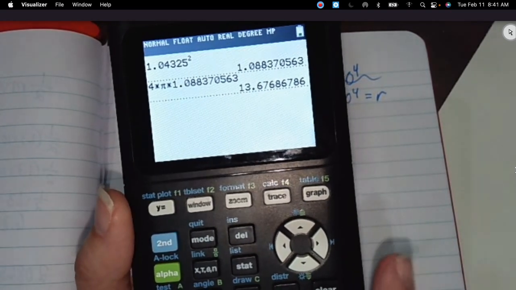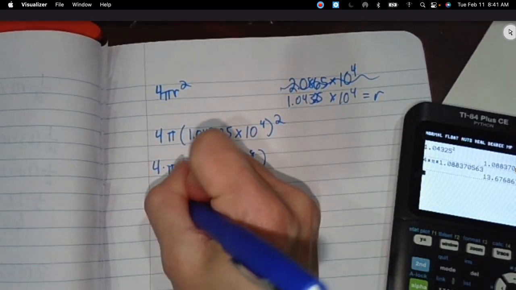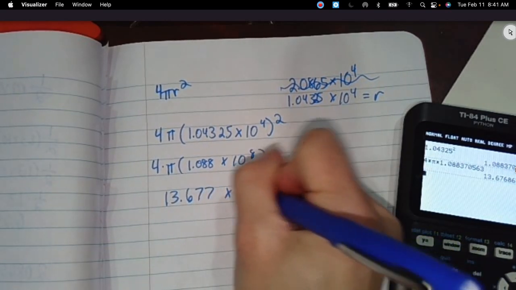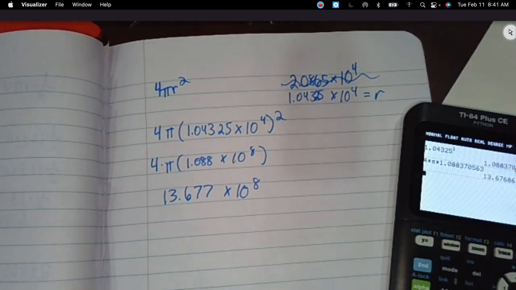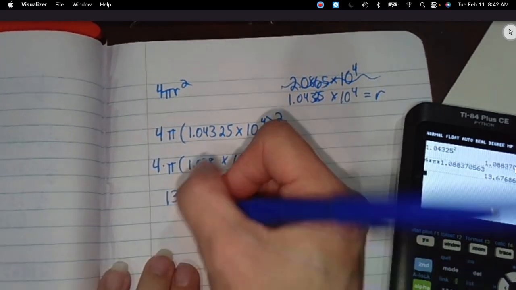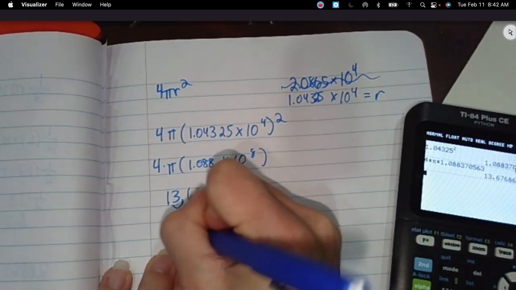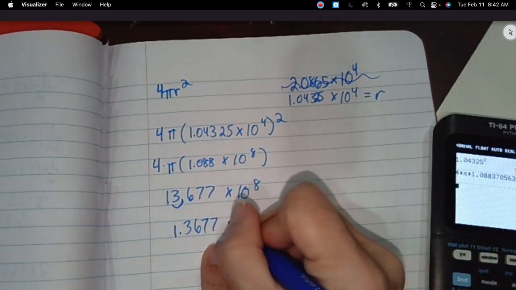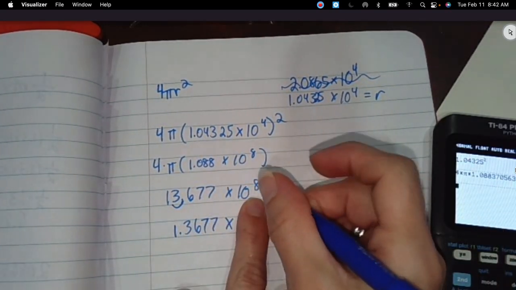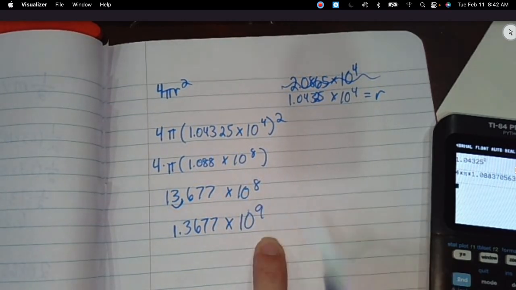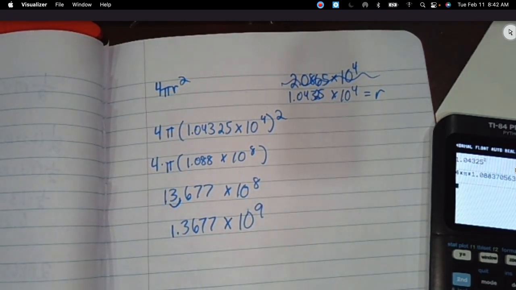So I'll write that down. 13.677 times 10 to the 8th. Does anybody see that answer choice? Close. What's wrong with it? How many numbers can be in front of the decimal? Just one. So if I go to the left, 1.3677, then I need to add 1 to that. So that goes from 8 to what number? 9. Now do I see a number that looks like that? Yeah, they rounded a tad bit different. So I'm going to leave this up there and you try to do number 8.